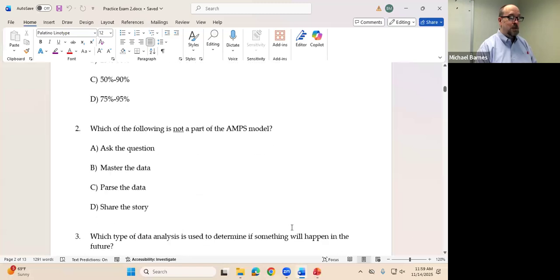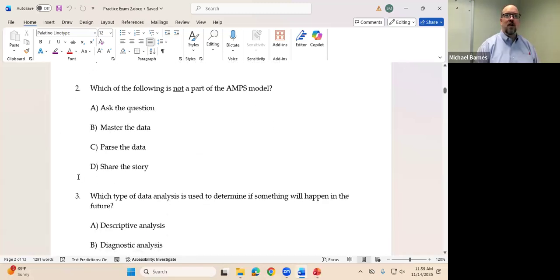Which of the following is not part of the AMPS model? So we got AMPS. So they're all parts of the AMPS model, right? Just circle all 4 answers, correct? Yep. I remember I told you you do need to know all 4 parts. So ask the question, is that one of them? Yep. Master the data, is that one of them? Parse the data, is that correct? No, that should be perform the analysis, and share the story is also one of them.